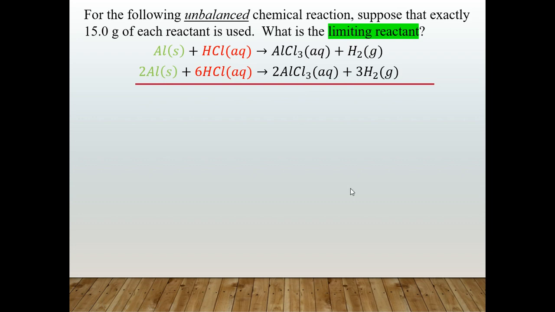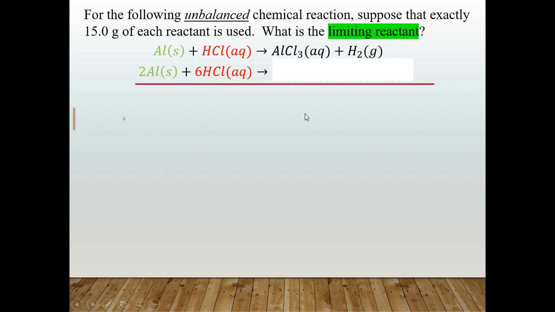Okay, so we're asked to figure out which is the limiting reactant. Right away, I'll just focus on the left side of the equation, because your two reactants for this problem are aluminum and hydrochloric acid. So I don't really have to worry about the product side. I just whited that out for you to focus on just the left side. Okay. So the mole ratio here is for every 2 moles of aluminum, you need 6 moles of hydrochloric acid.